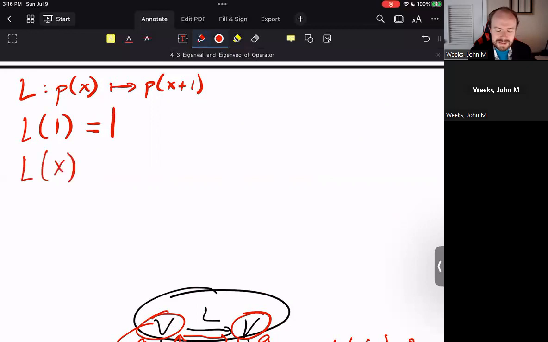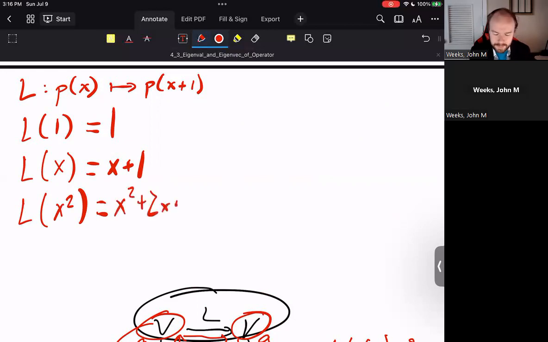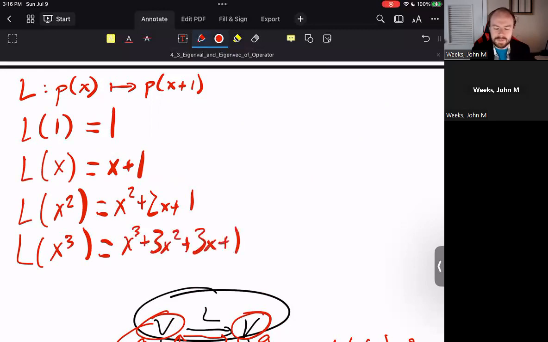What about L of x? It's going to take x and make it x plus 1. We know that because it's just going to plug in x plus 1 for x. What about x squared? Well, this is going to make the x plus 1 inside of the square, so this will be x squared plus 2x plus 1. And then finally, L of x cubed, once I cube x plus 1, is x cubed plus 3x squared plus 3x plus 1.